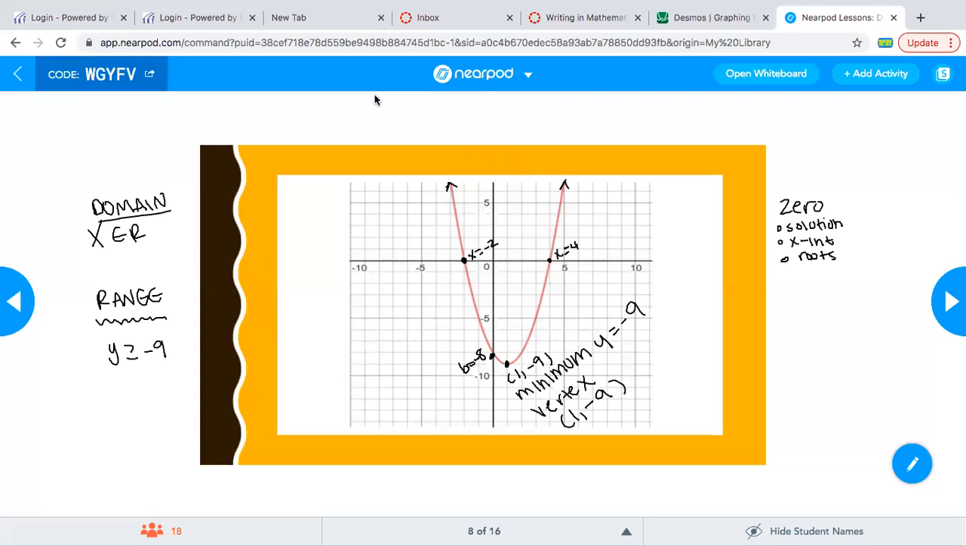Okay. Everyone good with finding zeros? Yes. Okay, everyone understand? Wait, so what is the definition of vertex? Vertex is the minimum or the maximum of a graph.